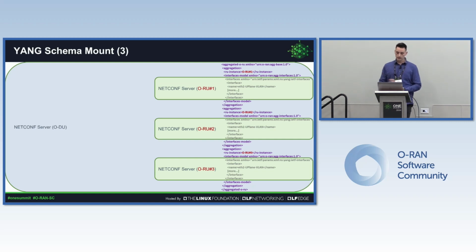And for each of them, we have a so-called interfaces model up here, which is the entry point of our mounted data coming from the ORU. So what happens, the ODU connects via NETCONF to the ORU, gets the data associated with that interfaces, and mounts it or embeds it in its own data model, in the ODU data model, exposing it all the way to the SMO through this mechanism.